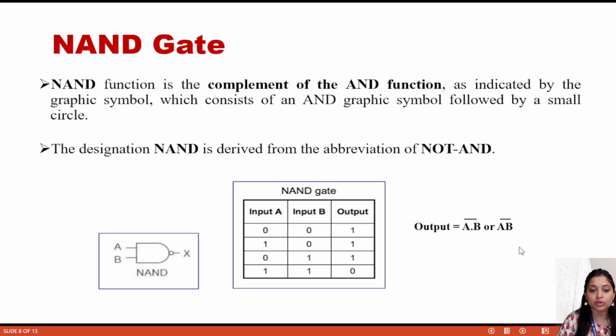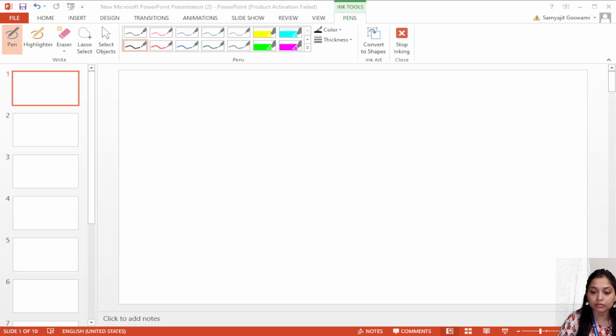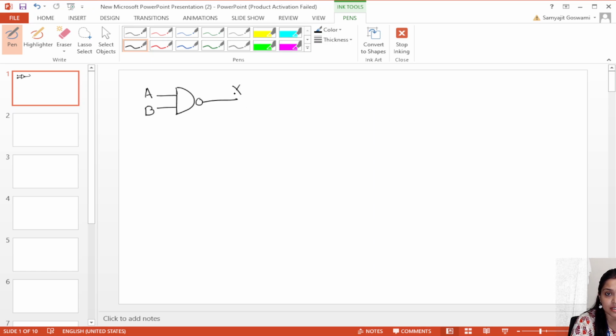Now I am just opening a note which I think will be helpful if I explain it. So now I am representing the NAND gate. This is the NAND gate. Here A and B are the inputs, and we consider X as the output. It is represented as AB bar.